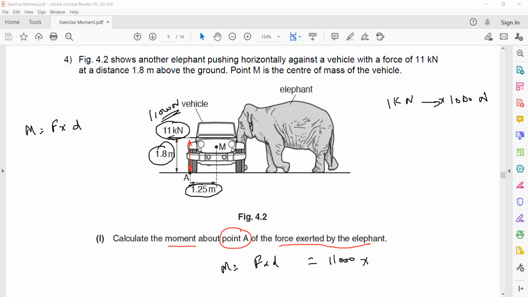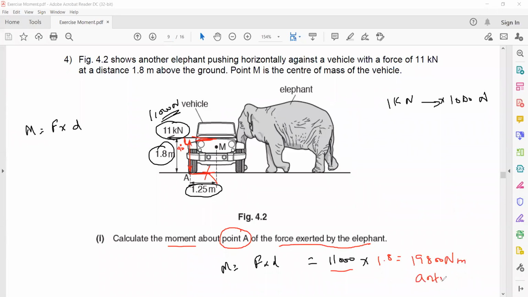So if I take this distance, you can clearly see 1.8 is perpendicular, or 90 degrees, to the force. But if I take 1.25, that is actually parallel to the force, so that's why we are not taking that distance. So force multiplied by perpendicular distance. Force is 11,000 and perpendicular distance is 1.8. So our final answer will be 19,800 Newton meter.